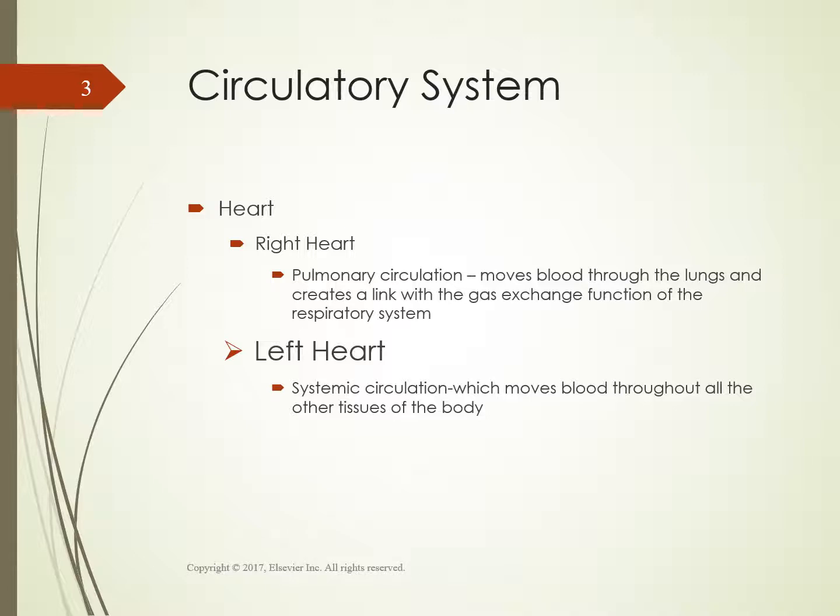When we're talking the left side of the heart, we're thinking systemic circulation, which moves blood throughout all of the tissues of the body. And when we're thinking of the left side of the heart, we're thinking of the aorta and its branches, the capillaries that supply the brain and the peripheral tissues, the systemic venous system, the vena cava, which empties into the heart.